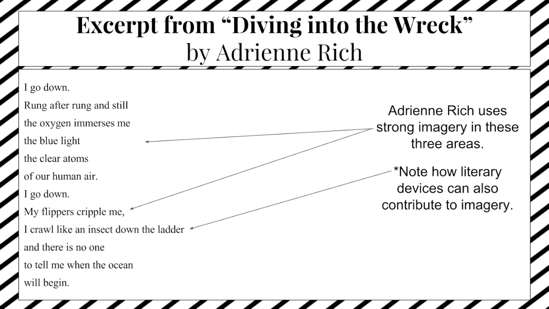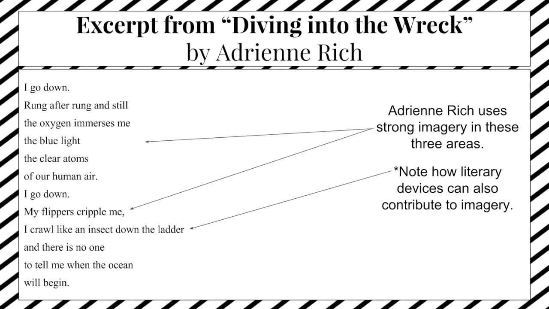And so details like the oxygen immerses me, the blue light, the clear atoms of our human air, these lines all help create a visual image for the reader of the atmosphere above the water, with its blue skies and everything covered in light. I could also argue that it's a bit of a tactile or touch sensory description here as well, if you find yourself actually feeling the lightness of being immersed in clear atoms and light. I say this primarily because it starkly contrasts to the atmosphere described underwater in the next stanza, which we don't have included here, but you'll have to trust me on that one.